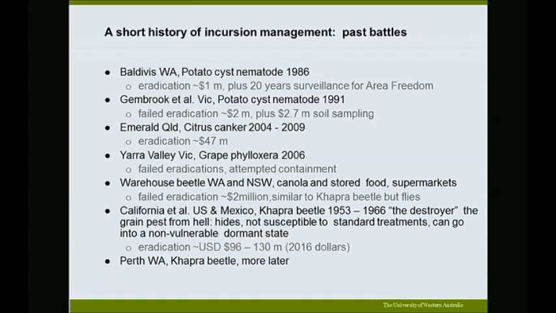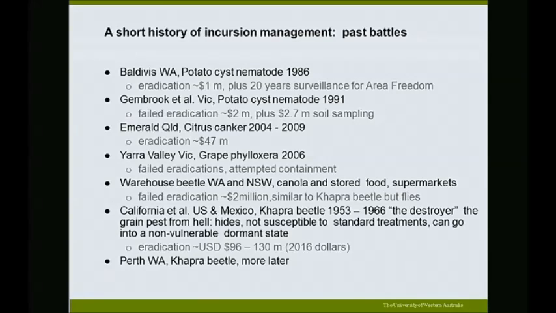Warehouse beetle, Western Australia, New South Wales, found in canola, stored food, supermarkets. Failed eradication, cost about 2 million. Similar to Khapra beetle, but it actually flies, and the ability to fly turns out to be important.